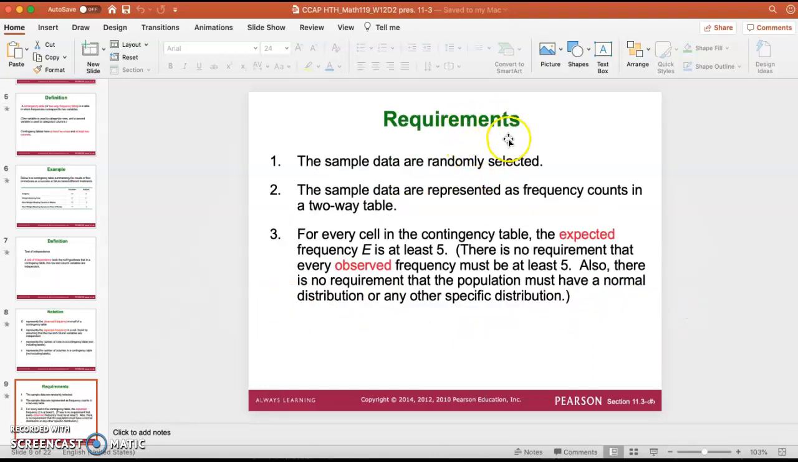Some requirements for these contingency tables are similar to the previous section. The sample data needs to be randomly selected, and the sample data should be represented as frequency counts in the two-way table. Then for every cell in the contingency table, the expected frequency must be at least 5. Again, there's no requirement that the observed frequencies must be at least 5. They can be less than 5, even 0. Just the expected frequencies for each spot need to be at least 5.